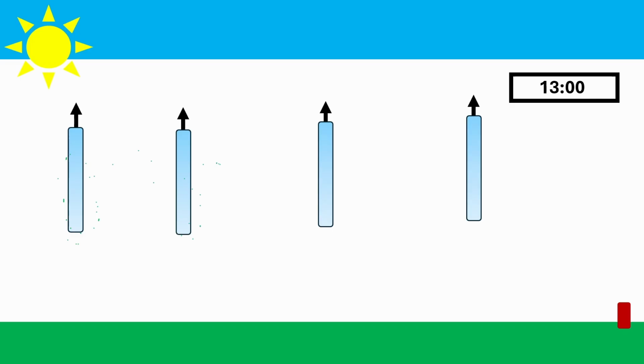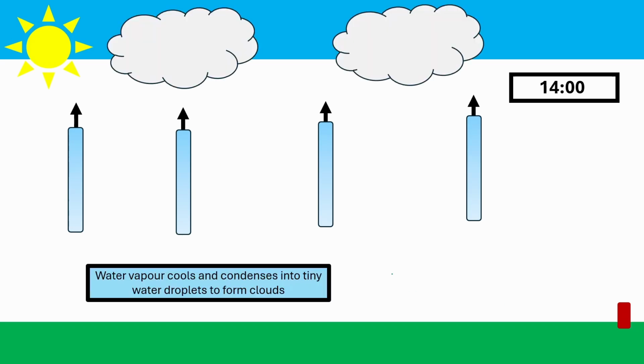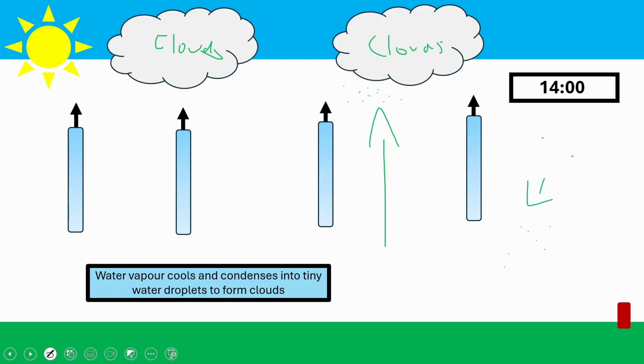As you can see, it's now around 1 p.m. and it's the hottest part of the day, as the temperature indicator is now dark red. Water vapour cools and condenses into tiny water droplets to form clouds, as you can see up here. So these are clouds. And as you can see, the water vapour is cooling and condensing as it's going up to form these droplets, and clusters of these water droplets create clouds.